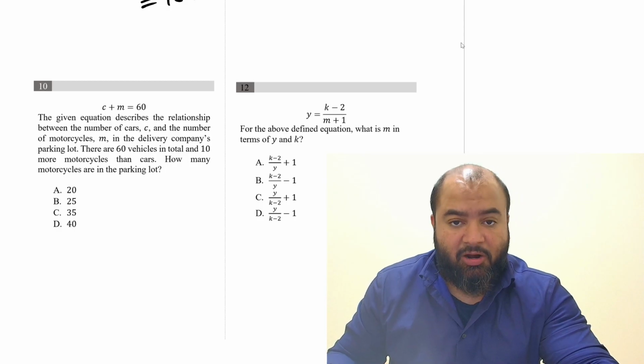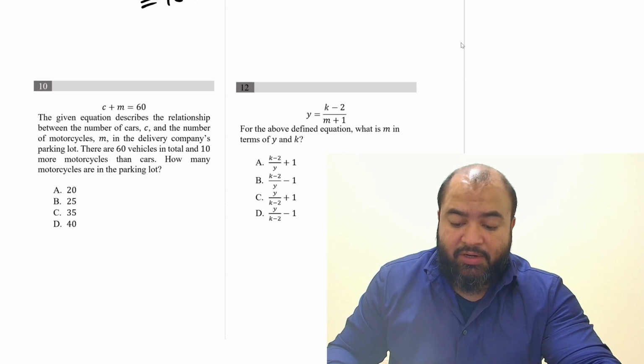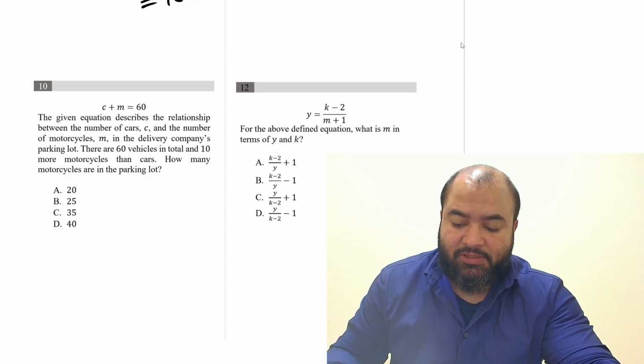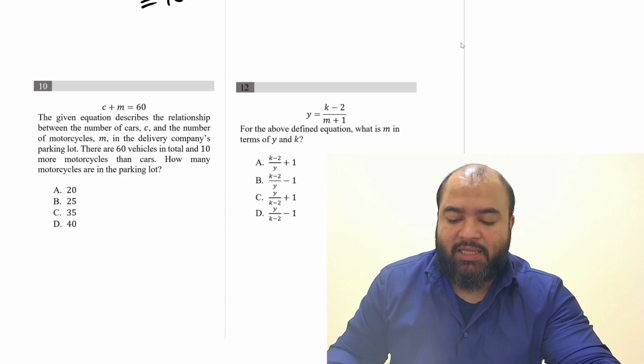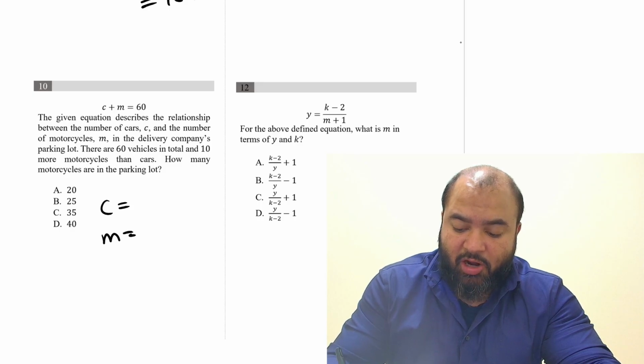Okay, C is the cars, M is the motorcycle in the delivery company's parking lot. Now there are 60 total vehicles, and 10 more motorcycles than cars. So whatever the car is, motorcycle is 10 more than car.